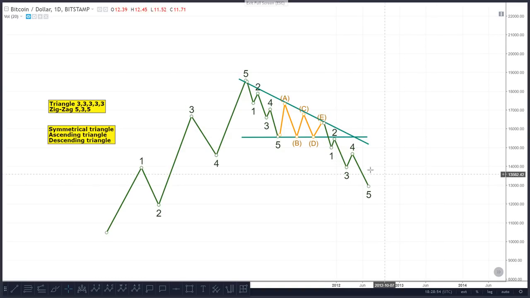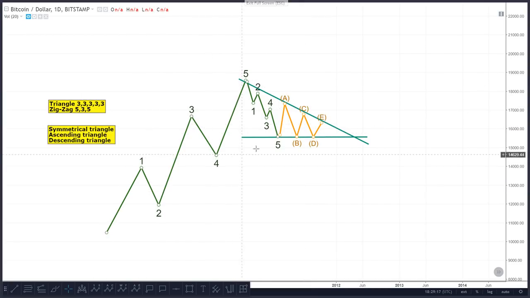Alright, so that pretty much sums it up for triangles. As I say, you've got to be sure that this is 3 waves down if you're calling it a triangle. Otherwise it could turn out to look something like this, in which case it could break to the downside. So this is why the wave count is so crucial in Elliott wave trading. So that pretty much sums up triangles and zigzags.